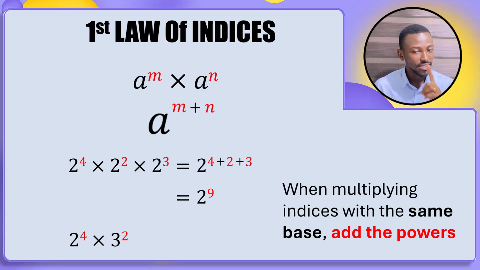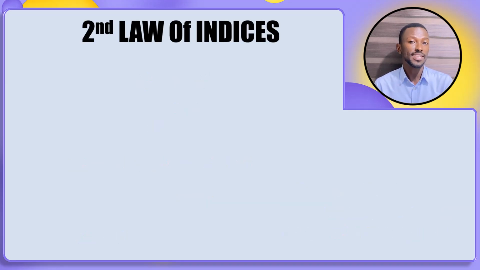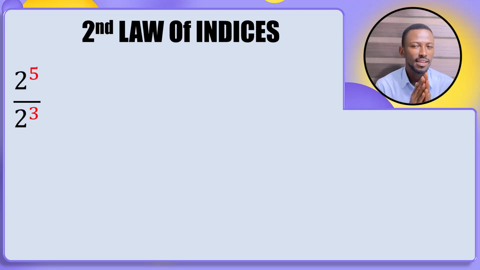So now that we understand the first law of indices, let's move on to the second law of indices. But before we look at exactly what the law states, look at this. We have 2 to the power 5 divided by 2 to the power 3. Look at one interesting thing. Let's look at the number at the top, the numerator, 2 to the power 5.